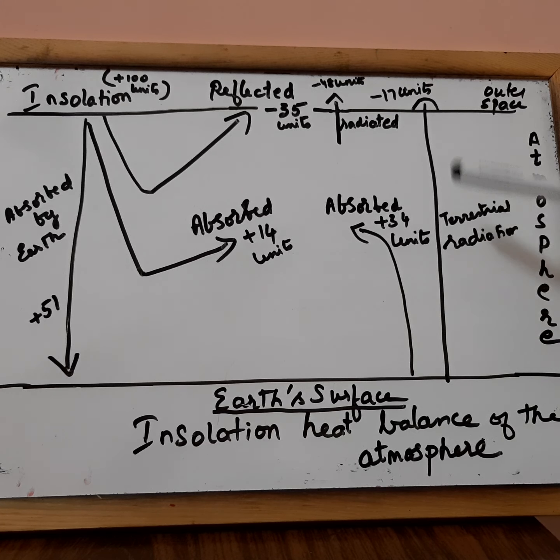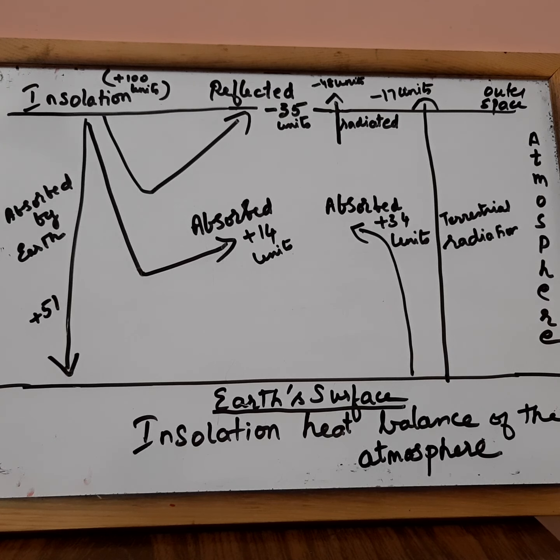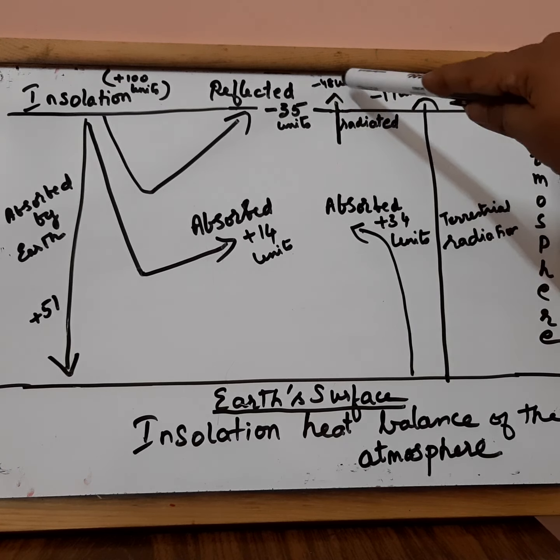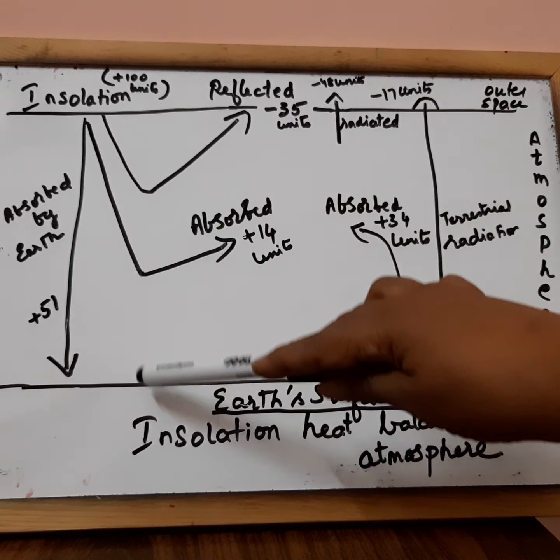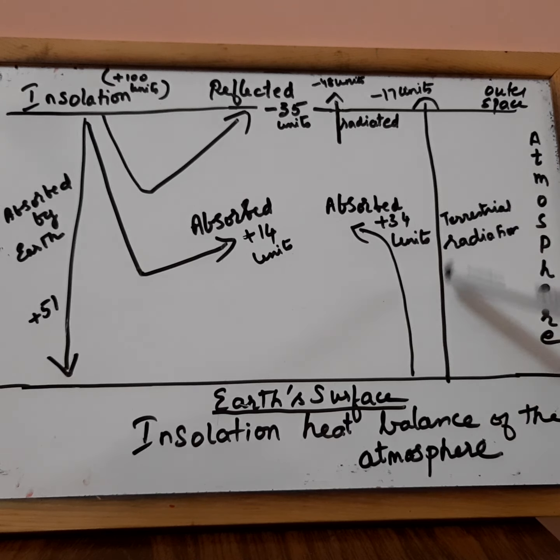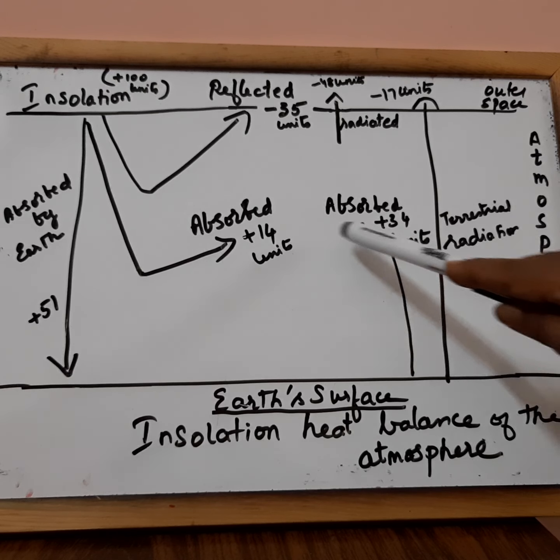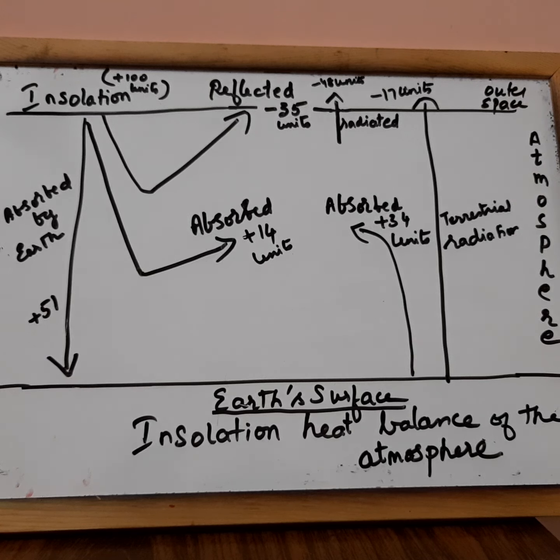So here you find when it is sent back, the atmosphere absorbs 34 units of heat, that is nearly 70% of it. The remaining 17 units are sent back to outer space. So here you find 48 units together. On its way to Earth's surface, the atmosphere absorbs 14 units, and when it goes back to space, the atmosphere receives the heat, 34 units. So 14 plus 34 units, you get 48 units.